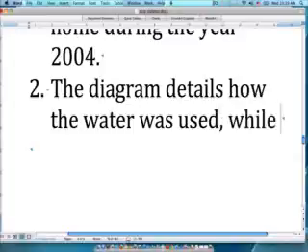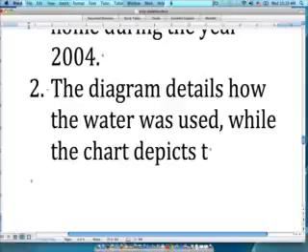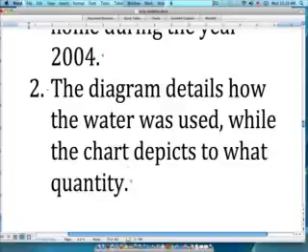Was used, while the chart depicts to what quantity, let's say. So our diagram tells us how the water was used. It was used to water the lawn, it was used in the bathroom, it was used for household chores, while the chart depicts to what quantity, so how much water was used from January to December. Okay, that's the relationship between the two data sources.